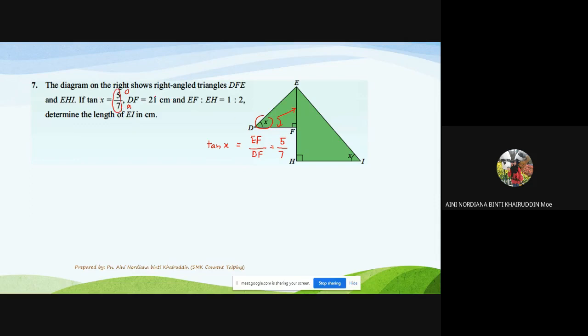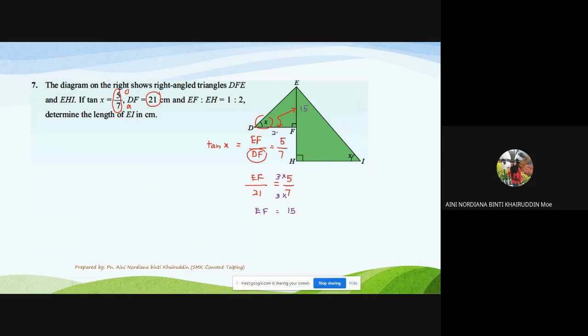Here, given DF is 21. So you substitute the value of DF here. So EF over 21 equals 5 over 7. Since this is 21, so 7 times 3 is 21, 5 times 3 is 15. So EF equals 15. So EF here is 15.